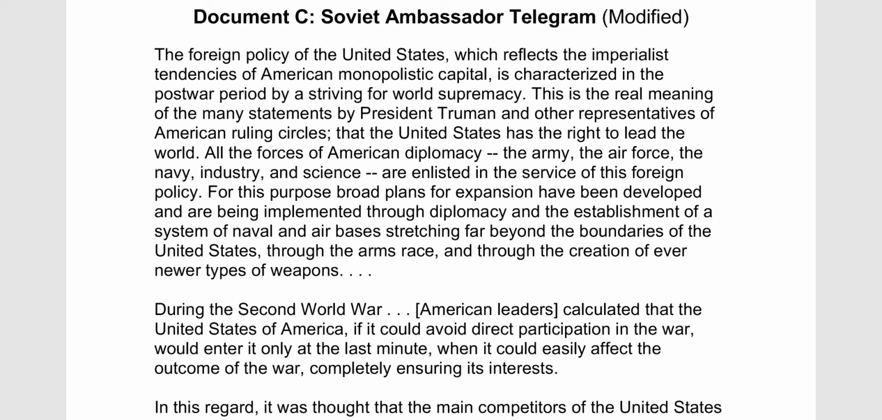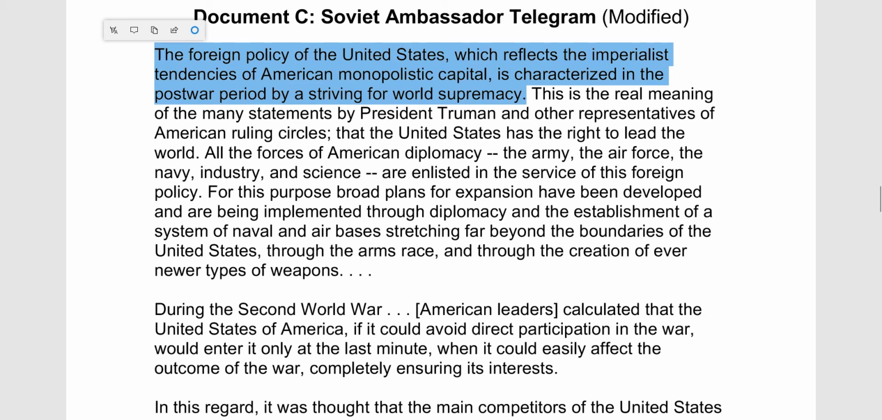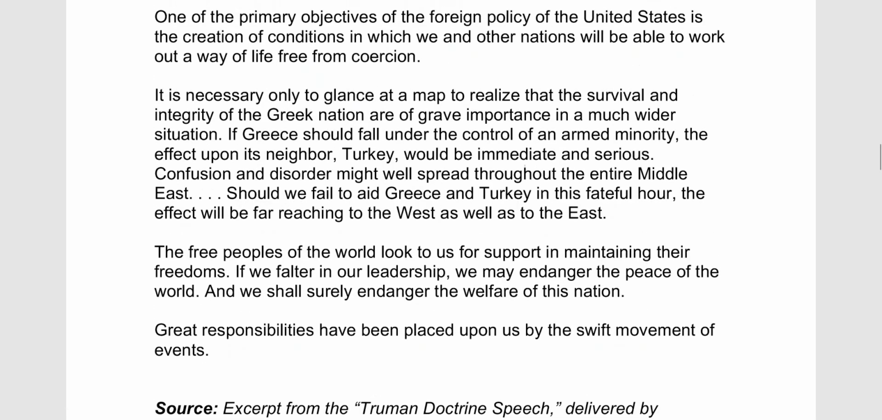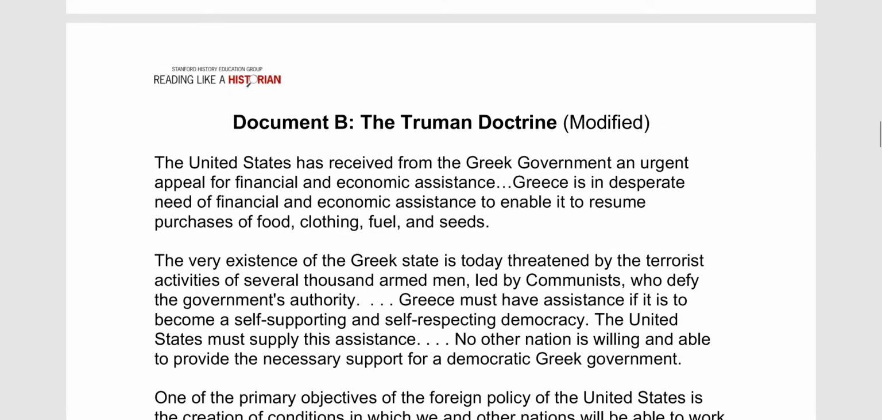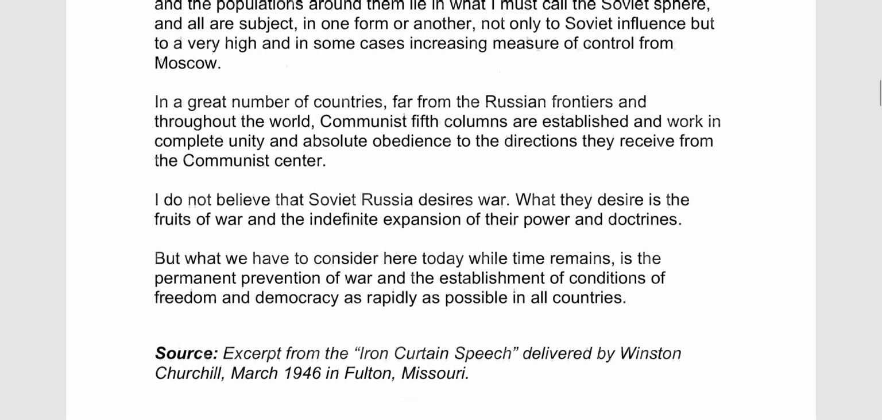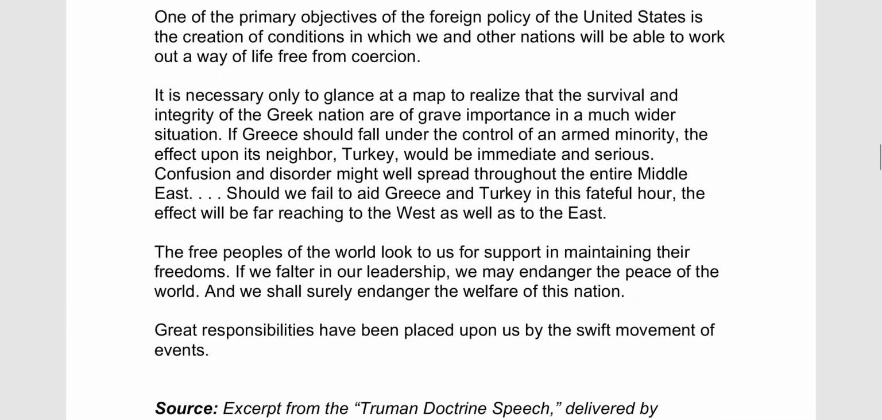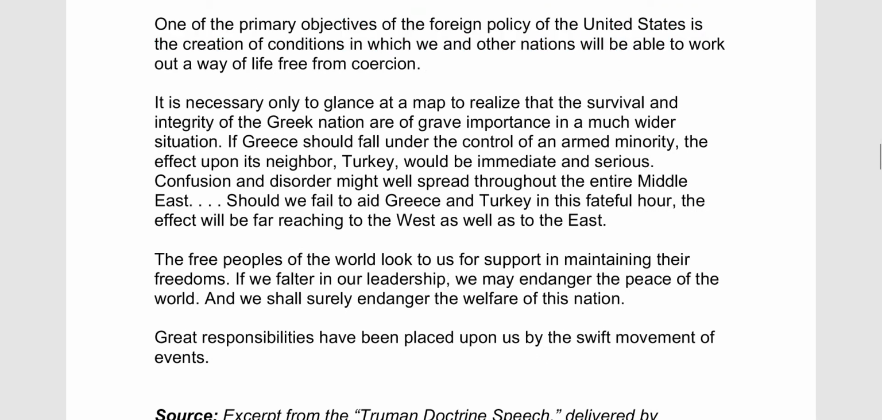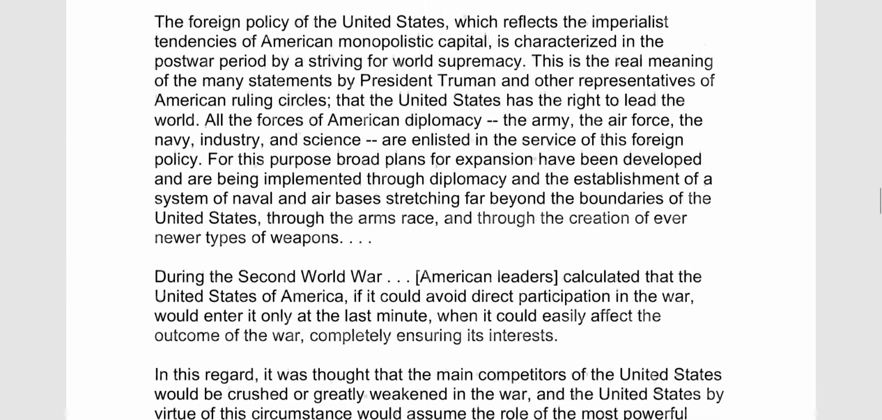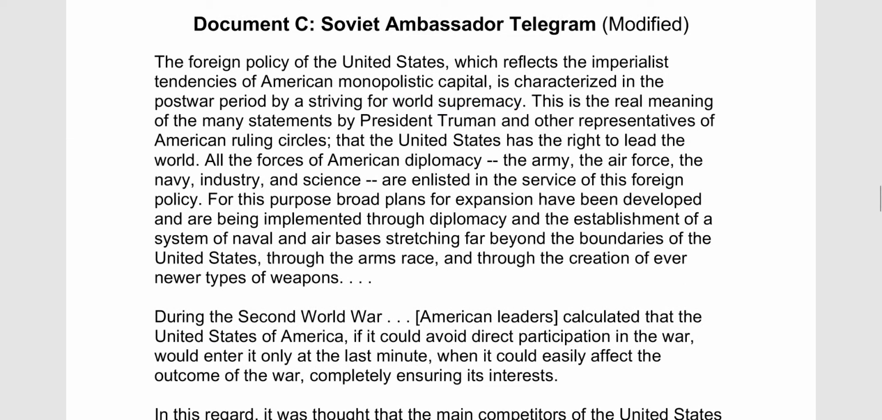The foreign policy of the United States, which reflects the imperialist tendencies of American monopolistic capital, is characterized in the post-war period by a striving for world supremacy. So they're specifically, the Soviet Union is specifically concerned or states their concern with our monopoly over money, the post-war period, and wanting to be the dominant power, which if you look back at Churchill's statement, is really what he was concerned about as well. It's stated in the Truman Doctrine, and it's also stated in the Iron Curtain speech. So both of those documents talk about the primary objective of our foreign policy, to establish freedom without coercion. But they're also concerned in the USSR that we might be trying to be the supreme power of the world.